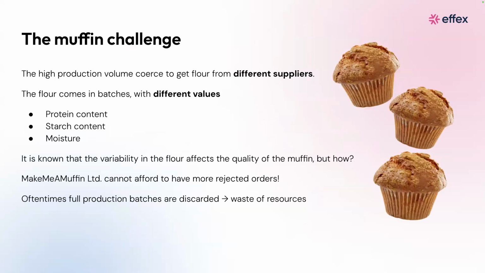So it is known that the variability in the flour affects the quality of the muffin, but they don't know how. And of course, they cannot afford to have more rejected orders. So it's a lot of waste material, but also a huge economic loss. Because oftentimes full production batches are discarded.